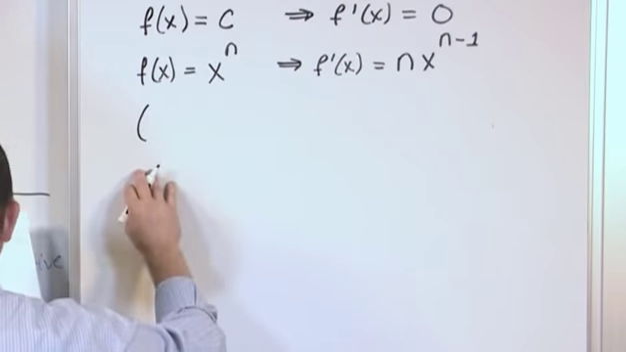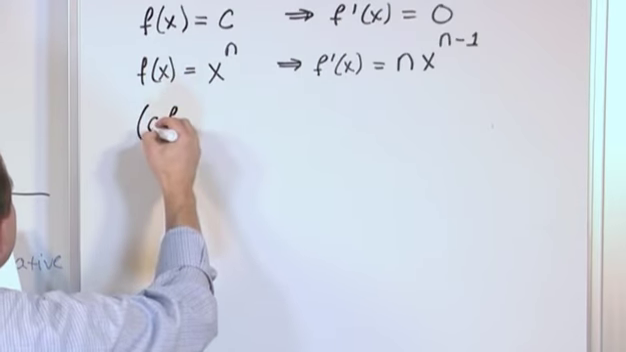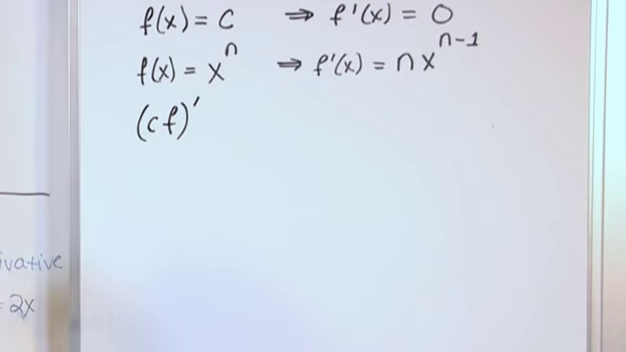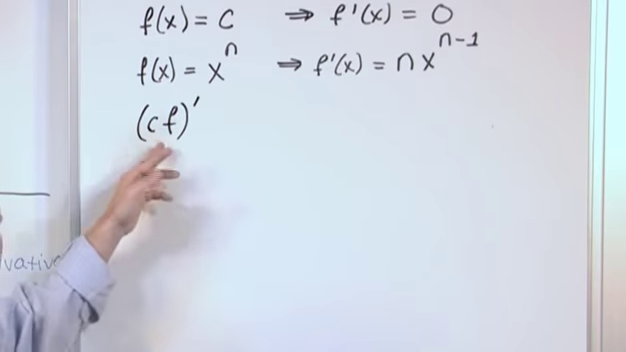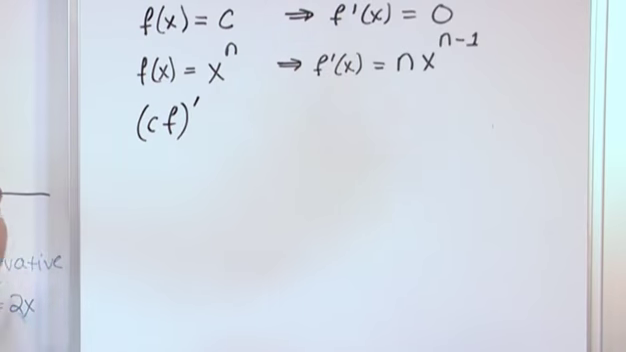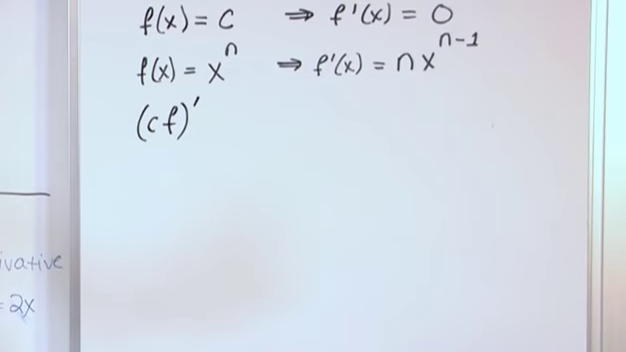What if I have a function, f, and out in front of that function I have a constant, and I want to take the derivative of this combination? We'll get to some examples in a minute, but the function can be anything. It can be x squared, or 2x, whatever. And in front of it, I have just a number, like 2.